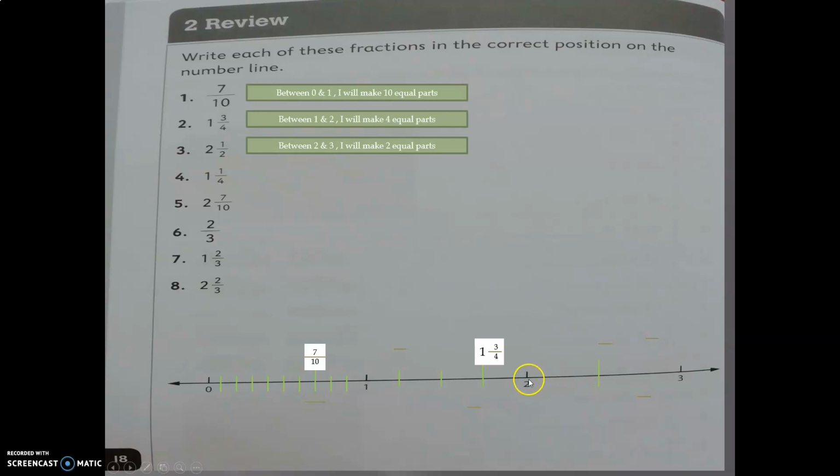Okay, so now here is 2, and I move to 2 and a half. Here I should put 2 and 1 out of 2. Okay, 2.5.